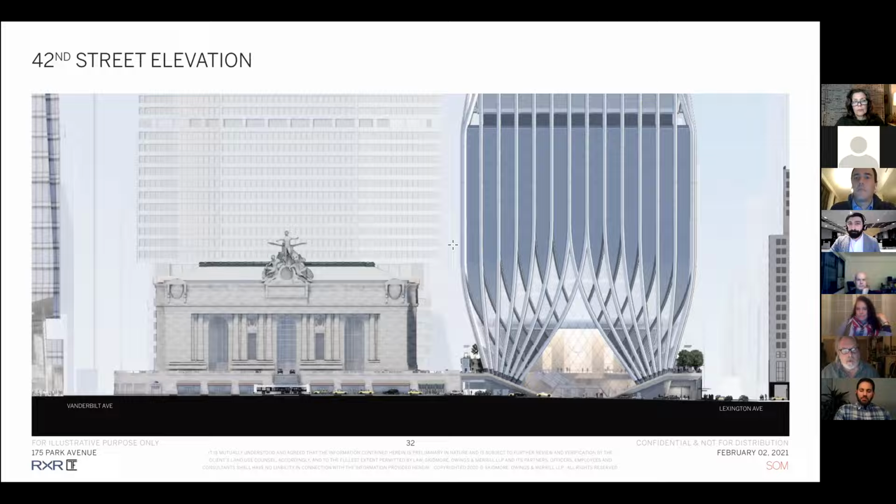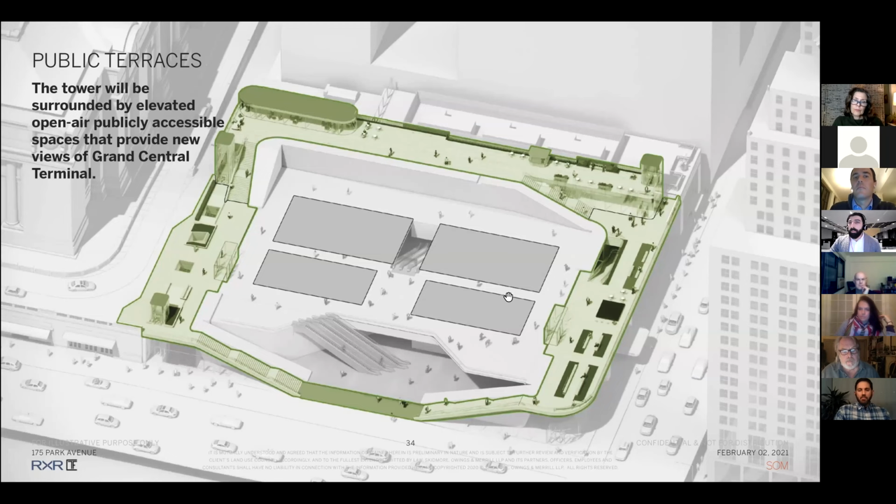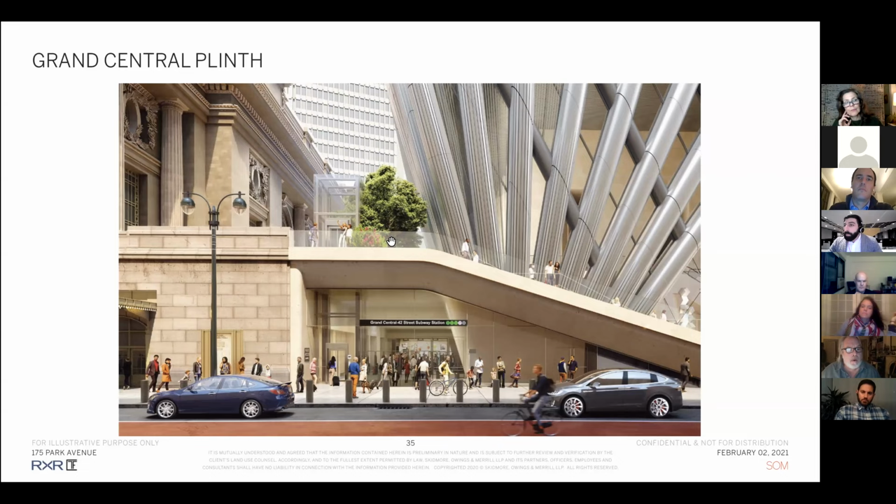Another way that we think value is really created here is through the public terraces and the publicly accessible open spaces that will wrap around this tower on all sides in 360 degrees. This is something that was discussed with the community board at previous committee hearings, so I'm not going to go into it in great depth. But I will say that those will be publicly accessible both via those grand staircases, both on 42nd Street and on Lexington Avenue, as well as through ADA elevators.